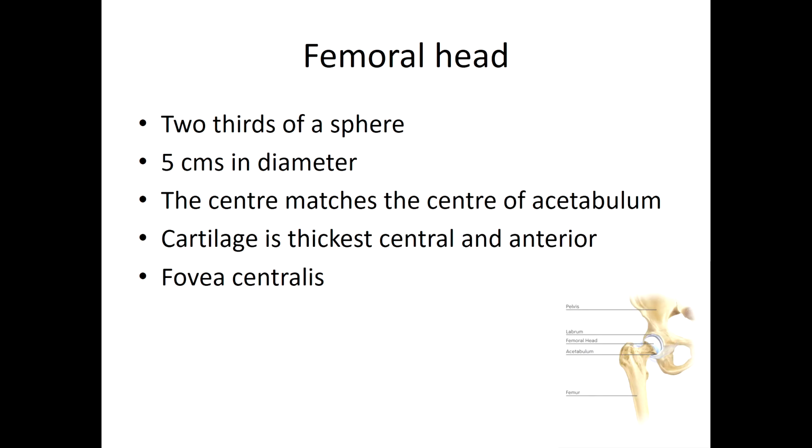The femoral head is 2/3 of a sphere. It comes under the group like an ellipsoid. It's formed like an oblate spheroid, supposedly. That means there are 3 axes. The 3rd axis is shorter than the 2 other axes. It's 5 centimeters in diameter. The center matches the center of the acetabulum.